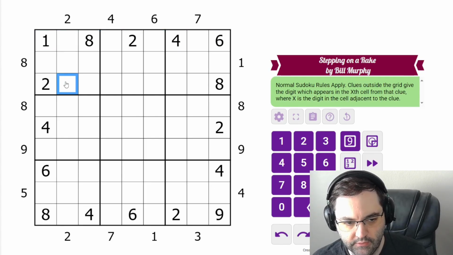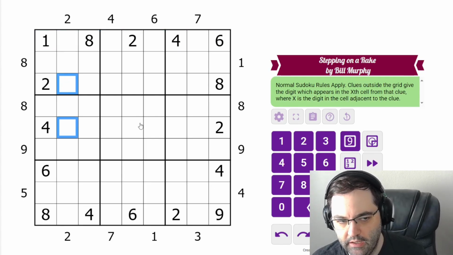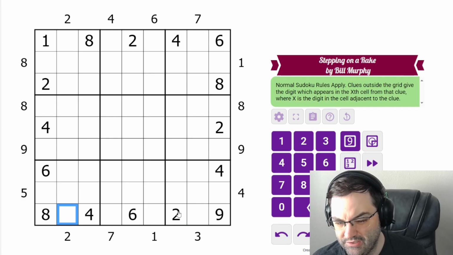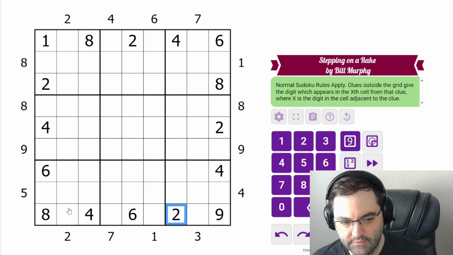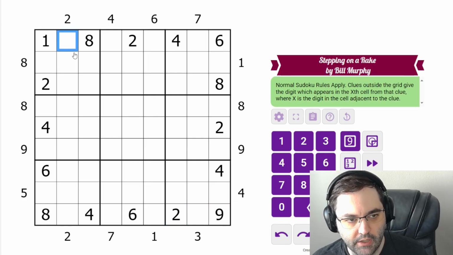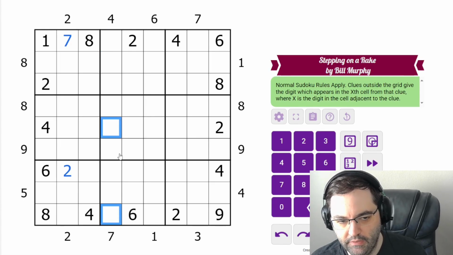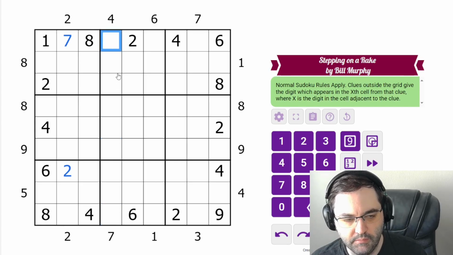2 can't go in the 3rd cell. 2 can't go in the 5th cell. And it can't go in the 9th cell. There's actually 2 reasons it can't go in the 9th cell. We'll get to that when we get down here. But 2 can only go in the 7th cell, so this must be a 7. The 4 can't go in the 5th cell, can't go in the 9th cell, so this must be the 3rd cell.